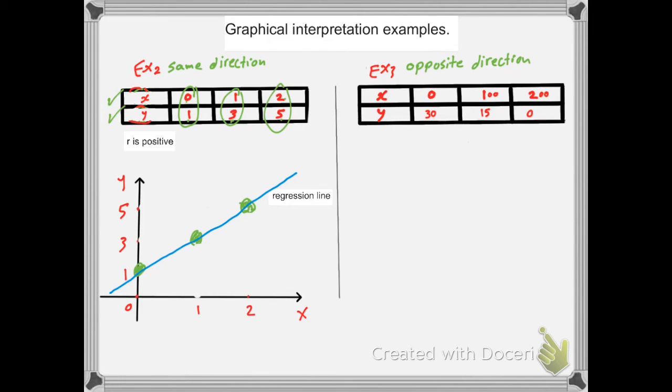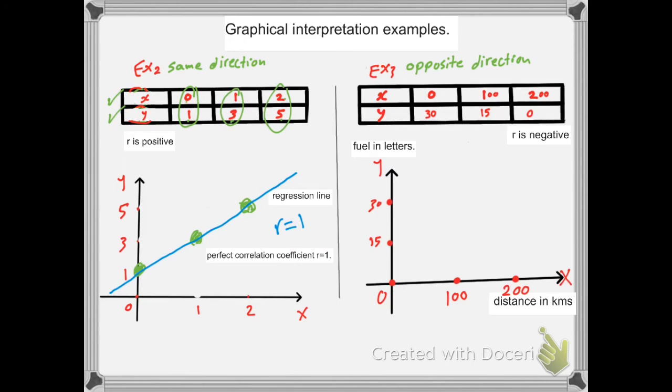At the same time, as you can see, all the green points lie on this line. Then in this case, we have what? We have perfect correlation. That means R equals 1. Perfect correlation. Let's now discuss the second example, the opposite direction.